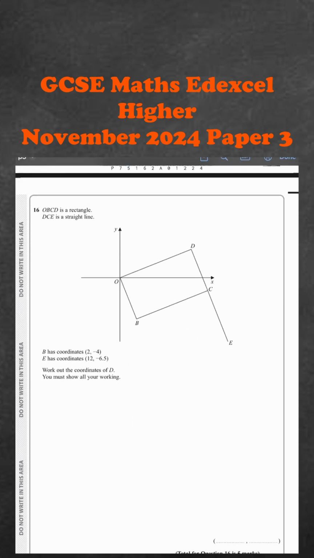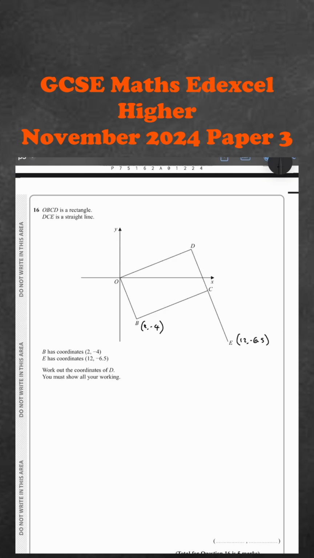Question 16. OBCD is a rectangle, DCE is a straight line. B has coordinates 2, minus 4. E has coordinates 12, minus 6.5. Work out the coordinates of D. You must show all your working.